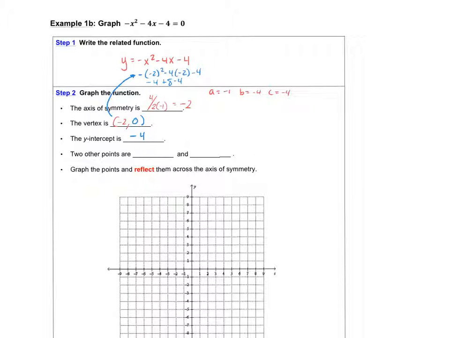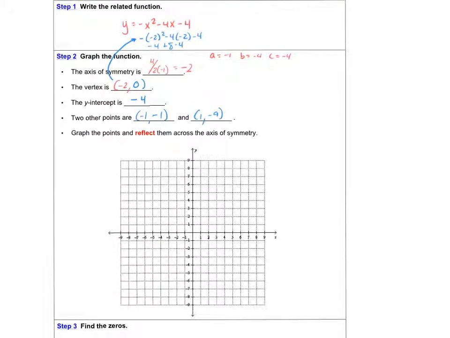And for my other 2 points, say I pick negative 1 and 1. I plug those in to find the value of y. When I do, I get negative 1 for y, and for this one, I get negative 9. And so let's take a look at how that would be graphed. So I'm going to graph my vertex, which is (negative 2, 0). I'm going to graph my y-intercept of negative 4. And my other 2 points. So I had negative 1, and (1, negative 9). And now I can reflect all of that over the axis of symmetry.